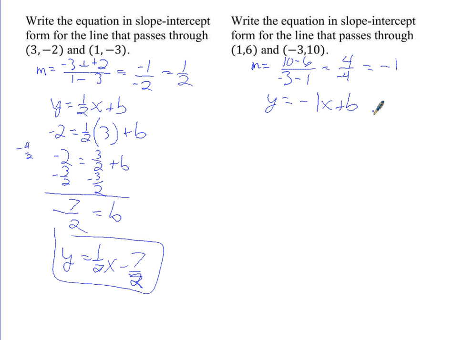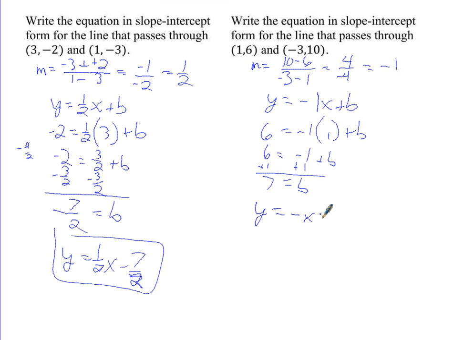Either point. We have y equals negative 1x plus b. This one looks like it's the easiest point, so I'm going to plug in what? 6 equals negative 1 times 1 plus b. So this is 6 equals negative 1 plus b. So to get rid of this guy, I got to add 1 to both sides, and I get 7 equals b. So therefore my equation is negative 1x, but I don't have to write the 1. I could just write negative x plus 7. If you wrote the 1, that's fine.